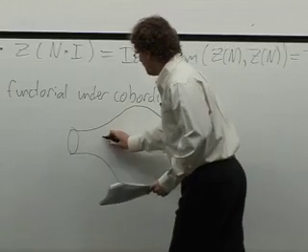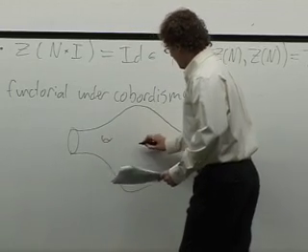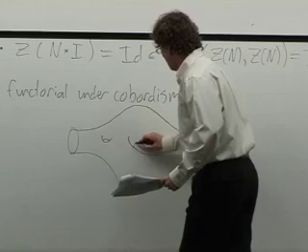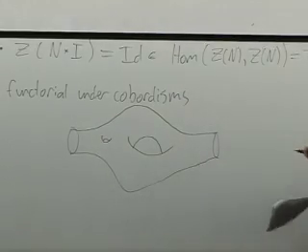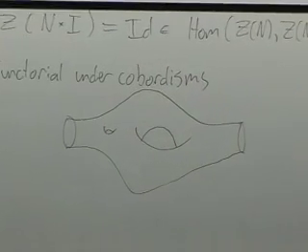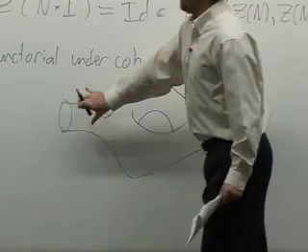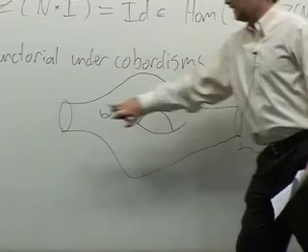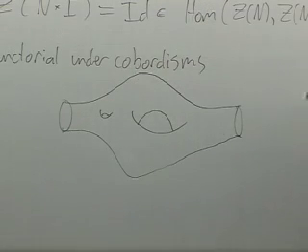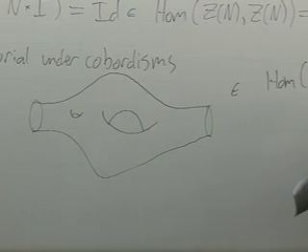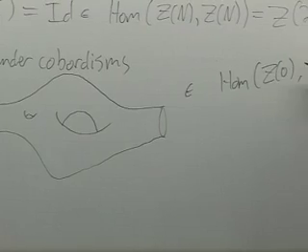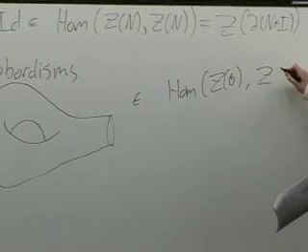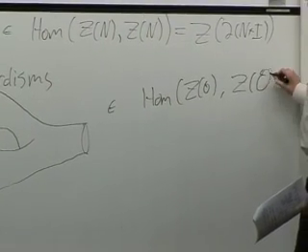Let's say something like this. Here's an n-dimensional manifold with boundary. I'm thinking this manifold with boundary is going to give me a map from the vector space associated to one end to the vector space associated to another end. So this is an element in Hom from Z of the circle to Z of the circle.